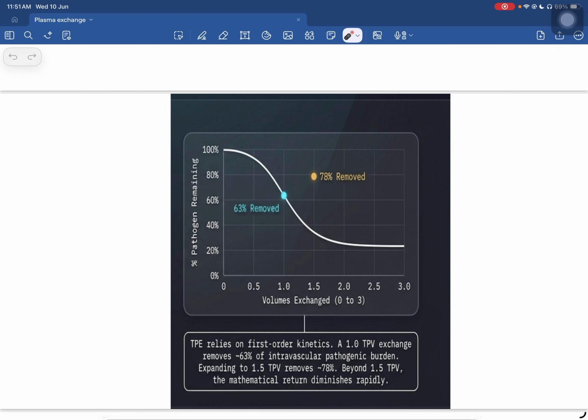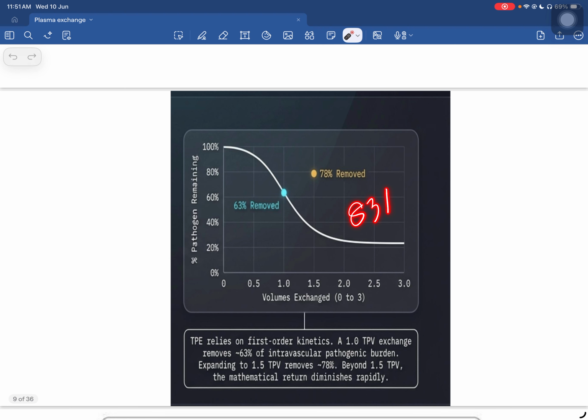So, this elimination of substances relies on first order kinetics. When you do a one time plasma volume exchange, about 63% of the substances are removed. Then, if you go ahead to 1.5 times, about 78% is removed. But if you do an exchange of about two times the plasma volume, the quantity that is removed is only about 83%. So from 78, you are going to 83.